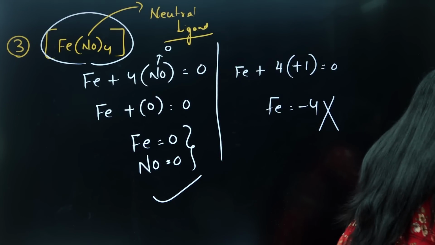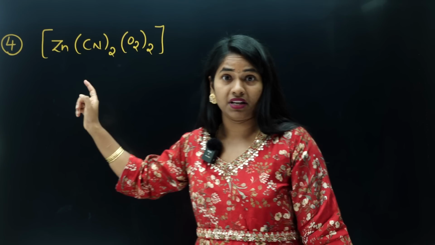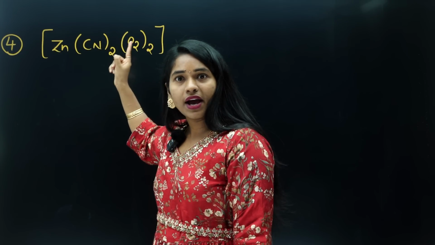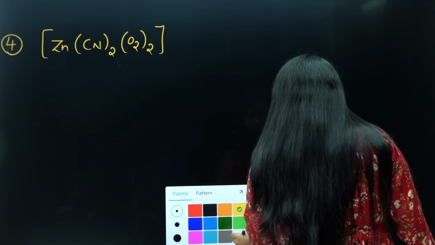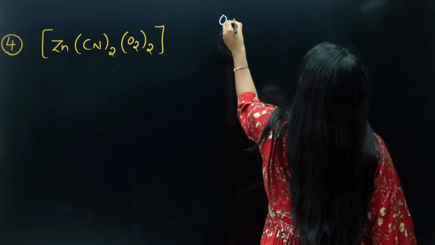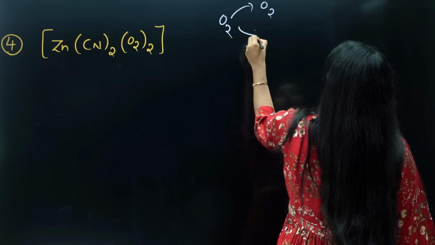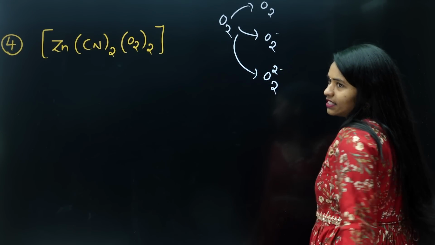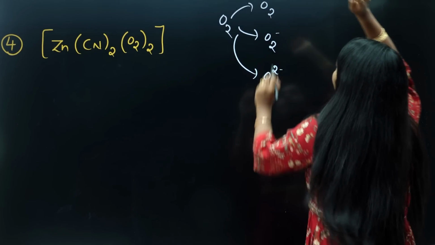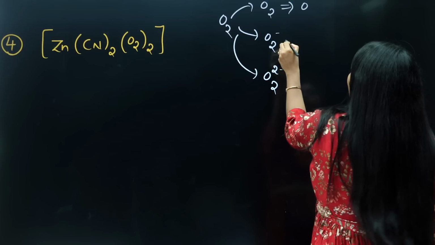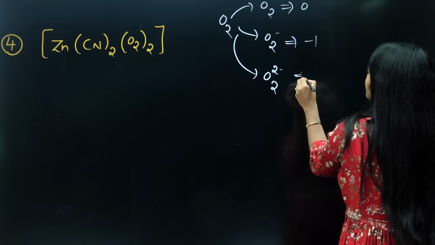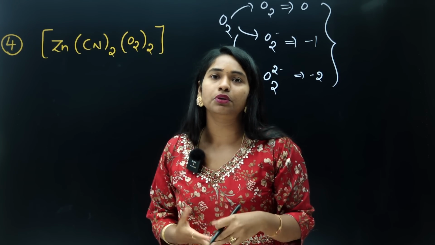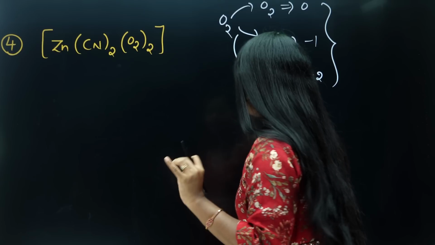See next example, most interesting next example. O2 is present. So in this case, how to solve the question? Zn(CN)2 O2, because O2 exists in 3 cases. O2 can be a neutral molecule, or O2 can exist as superoxide, or O2 can exist as a peroxide. In this case, you have to take the zero charge. Here you have to take -1 charge, here -2 charge. So in these 3, which one do we have to substitute? One by one example we will see, I will guide you.